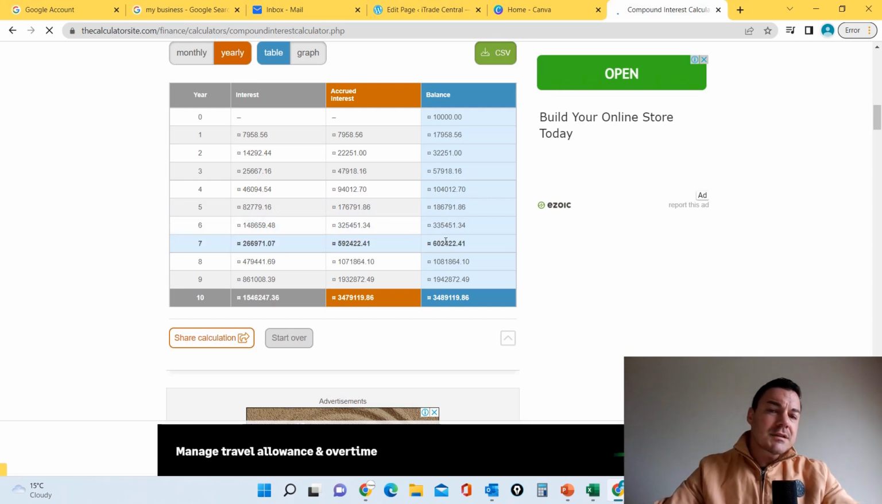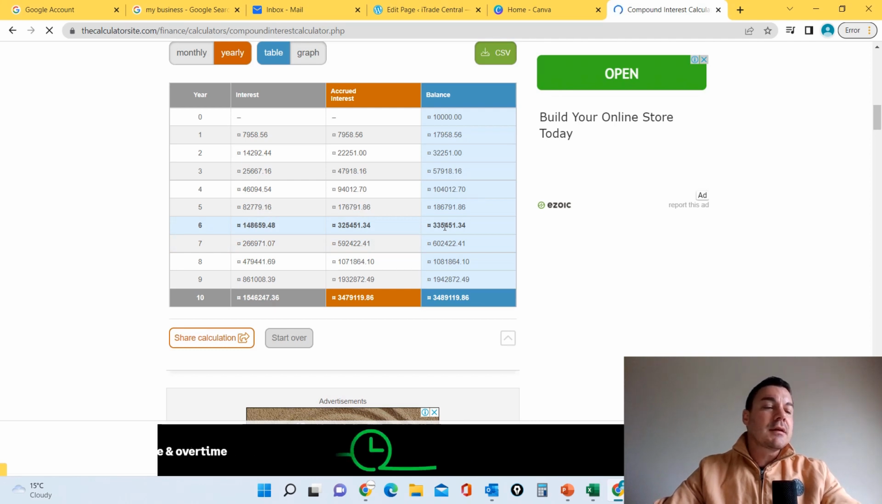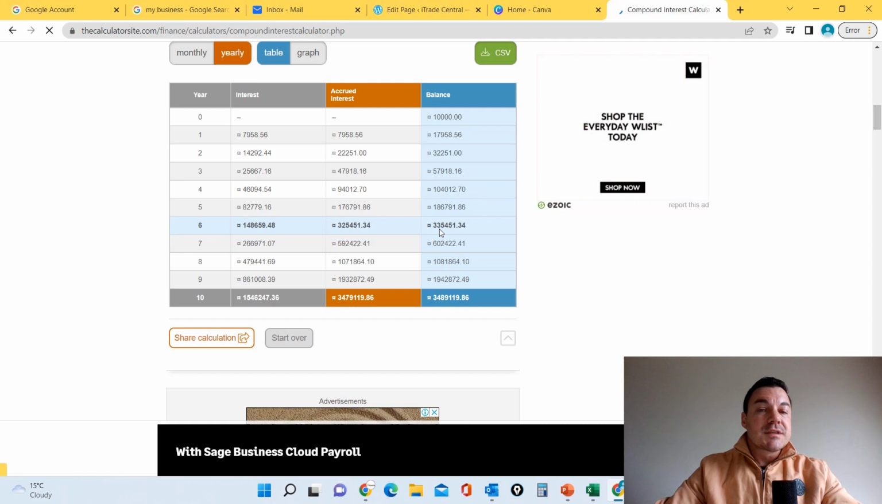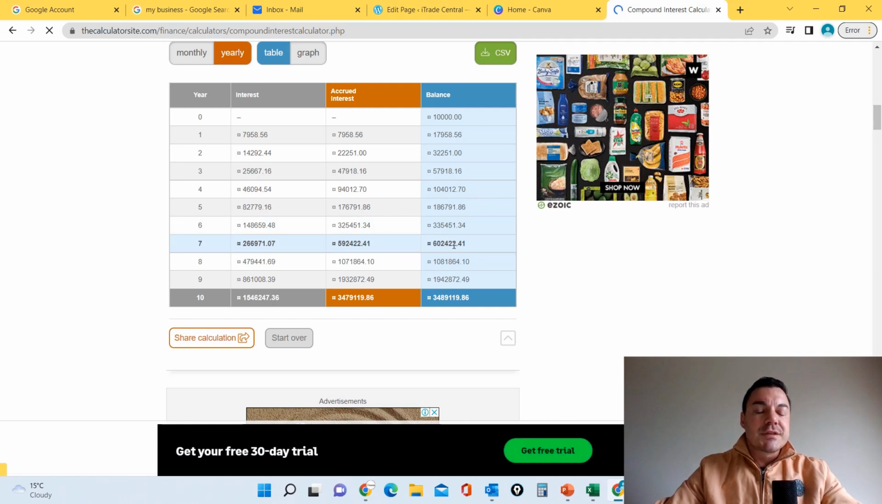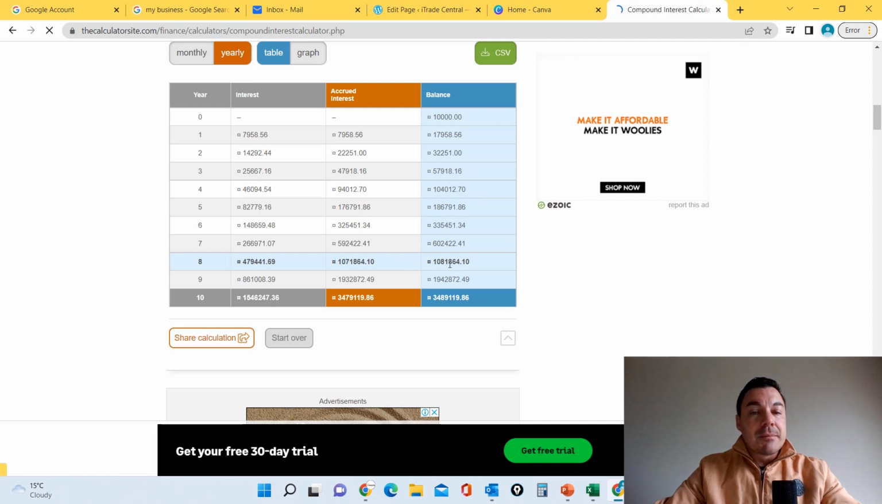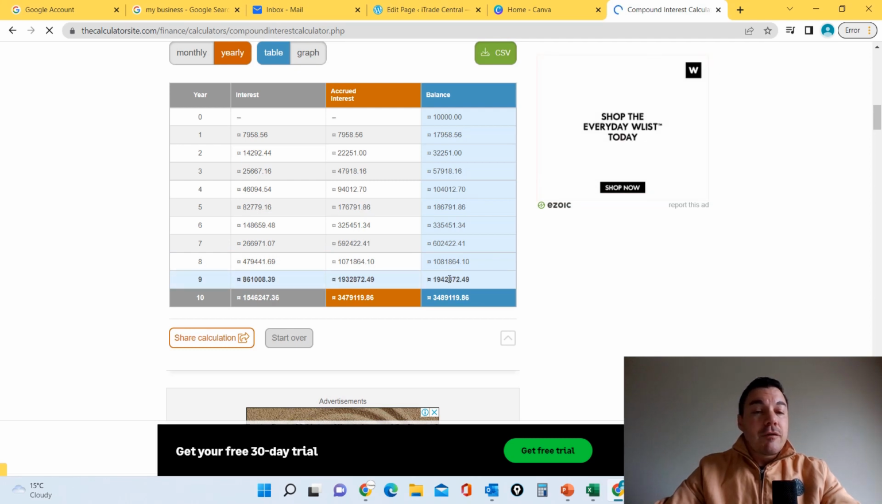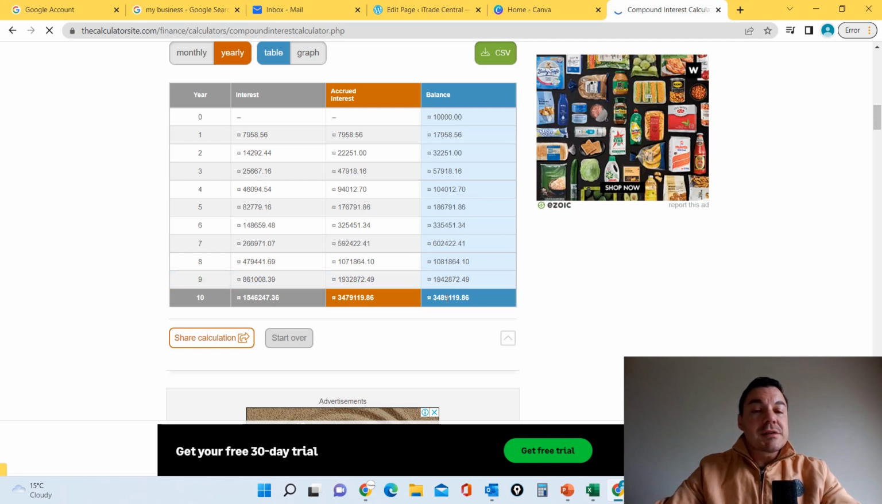And this is where it starts to get interesting. Remember that the monetary value of each increment goes up because the capital is going up due to the interest received. Year 7, 600,000. In year 8, we break 1 million. So we've got 1,081,000. Year 9, nearly 2 million. From year 9 to year 10, it almost doubles.